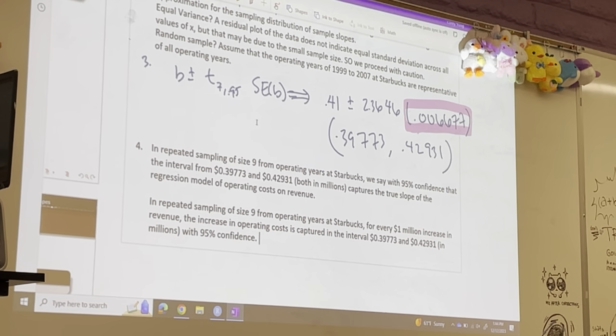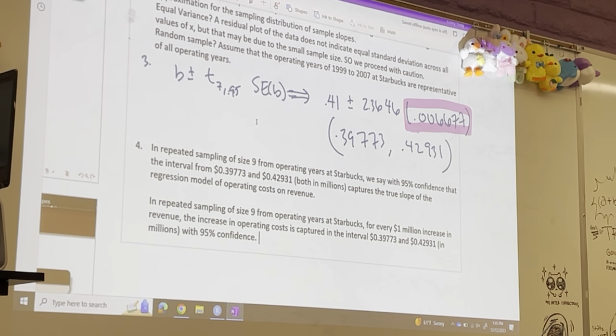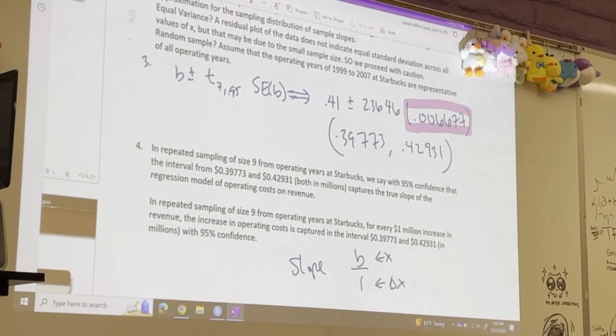Basically you're just saying that for every change in X by 1 unit, Y changes by this much. So for every 1 unit increase in X, which is a $1 million increase in revenue, whatever change in Y, the value of B, is going to be captured in our confidence interval. Remember that the slope is B over 1: this is the change in X, that's the change in Y. So we're saying that the change in Y, which is the value of the slope, is captured inside this interval for every change in X by 1 unit. All right, so I have seen it interpreted in that way as well.